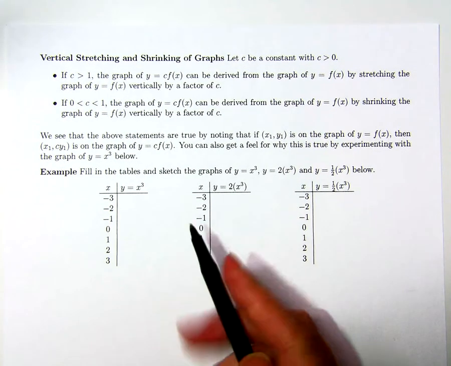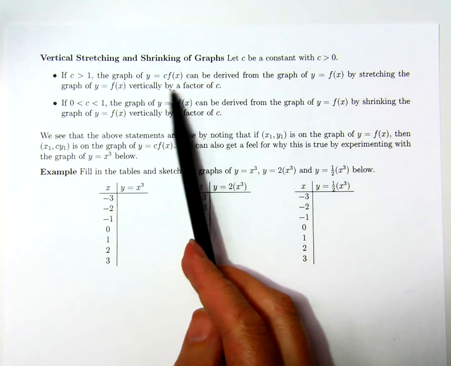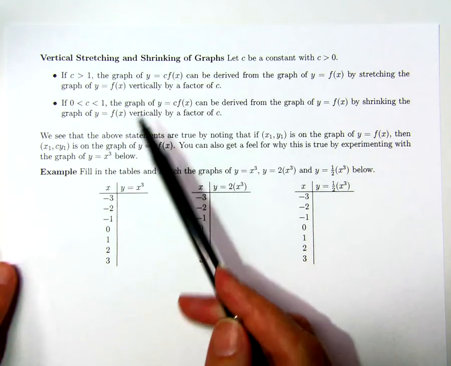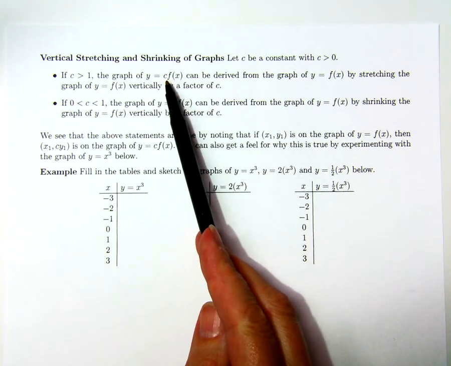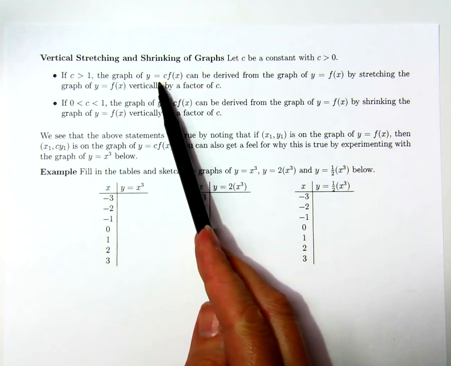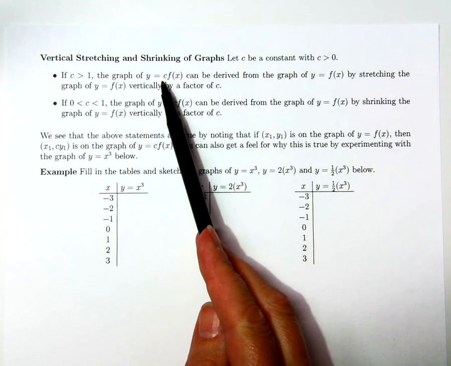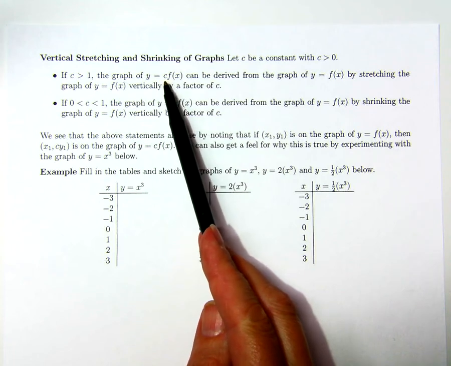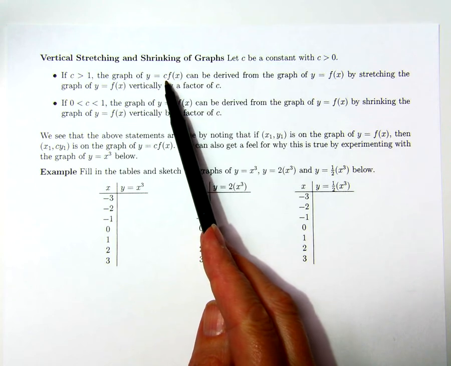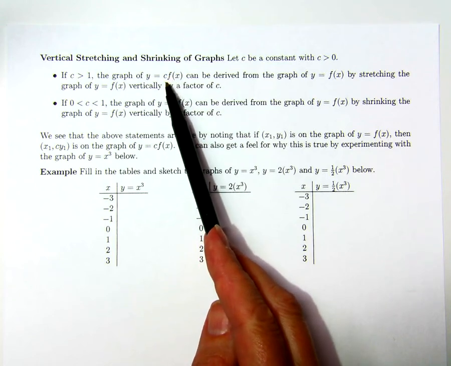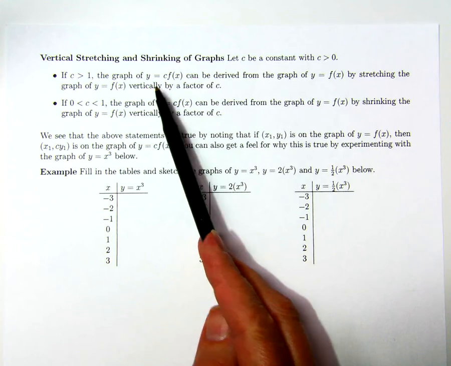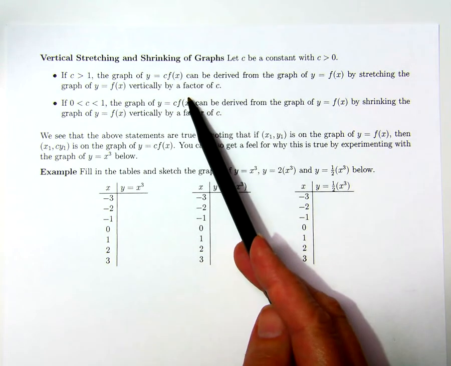Now we're going to look at what happens when we take the formula for our function f and multiply it by a constant c. And this, of course, multiplies the y values on the graph by the constant c. So if c is bigger than 1, that's going to push those y values away from the x-axis by a factor of c, or it's going to stretch the graph vertically by a factor of c.